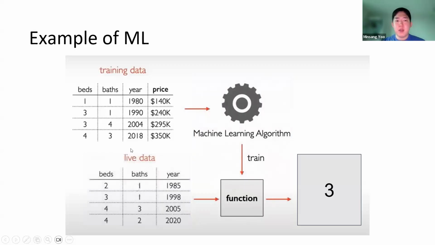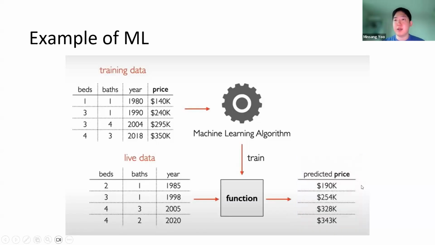And then we put in the live data. In this case, we don't have the price, so we want to predict the price of these housings given these conditions. So two beds, one bath, if it was built in 1985, what would be the price? We put the live data into the function and we get the predicted price.